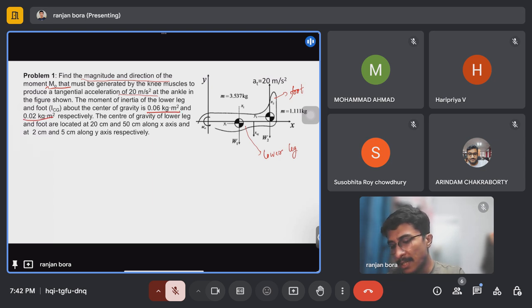Now the center of gravity of lower leg and foot are located at 20 centimeter and 50 centimeter along x-axis. That means this is 20 and this is 50. And along y-axis, this distance is 2 and this distance is 5.